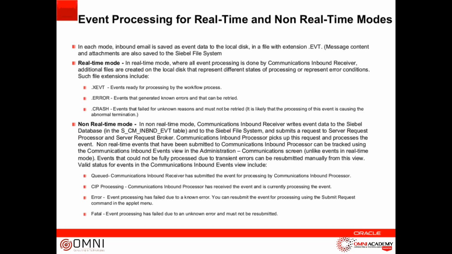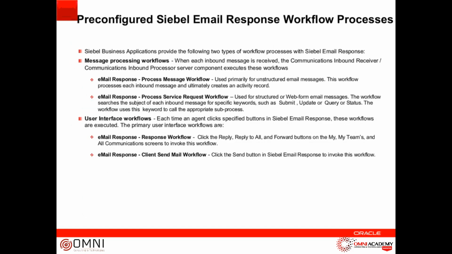Queued means the communications inbound receiver has submitted the event for processing by communications inbound processor. CIP processing means communications inbound processor has received the event and is currently processing the event. Error means event processing has failed due to an error. You can resubmit the event for processing using the submit request command in the applet menu. And lastly, fatal means the event processing has failed due to an unknown error and must not be resubmitted.